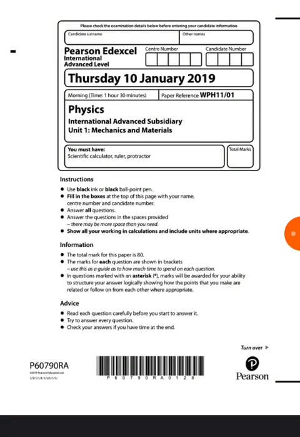Today I'll be discussing with you all the 2019 January Physics Unit 1 paper. So let's get in. Question number 1.